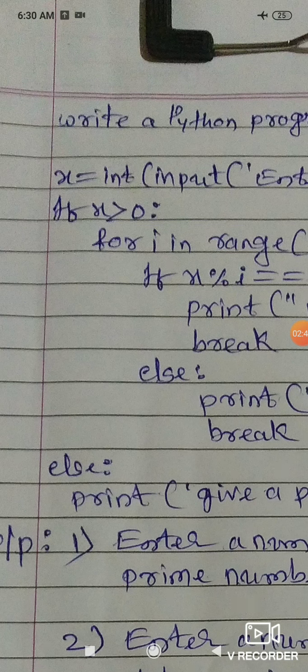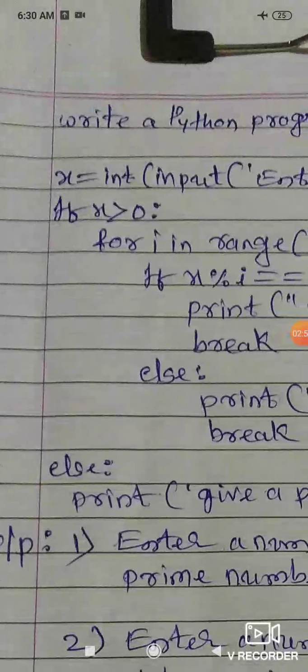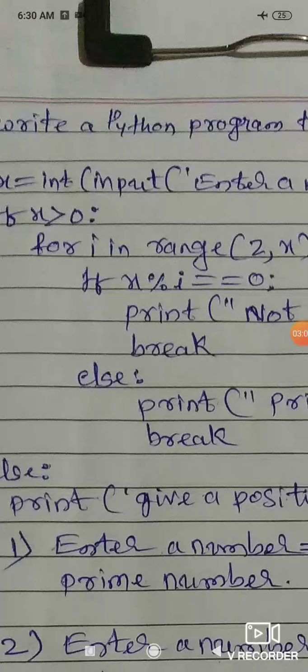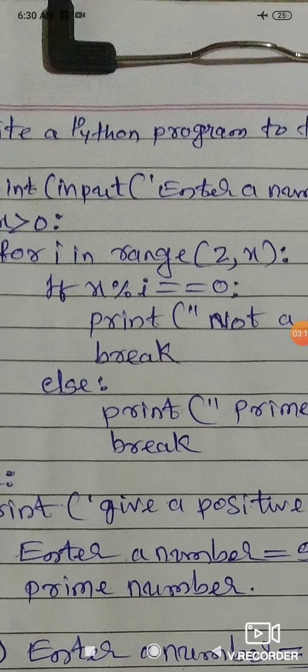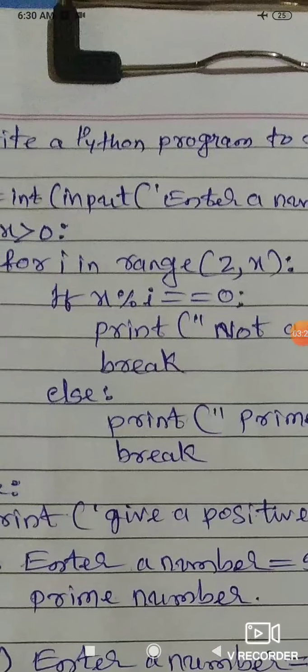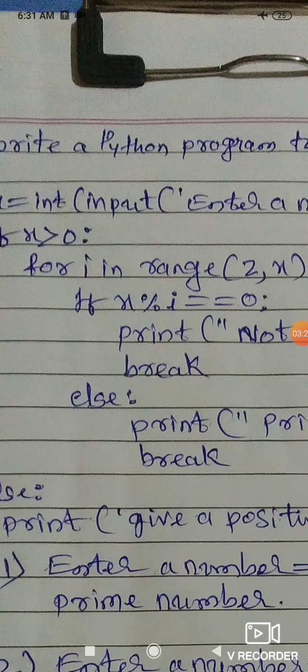The if block starts with indentation. In Python we do not use an opening curly brace; indentation means it starts with 4 spaces. Then the for loop starts, another important Python syntax. How to write the for loop: for i in range(2, x). Here i is a variable, in is a keyword, and we use the range function, range of 2 comma x, where x is 5. Then the for loop block starts.